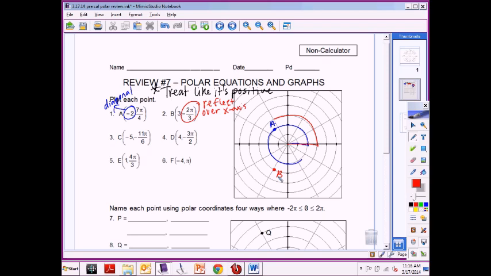Reference angles, remember, are how far you are from the nearest x-axis value. So how far are you from 0 if you're in the first quadrant? How far are you from 180 if you're in the second and third quadrant? How far are you from 360 if you're in the fourth quadrant?